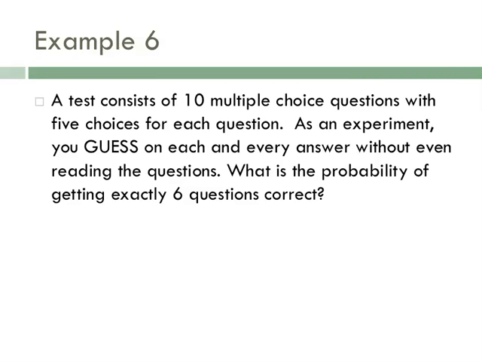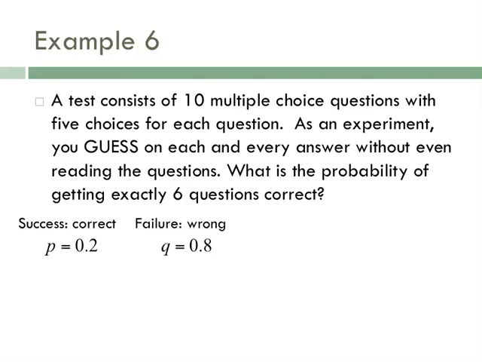Okay, so for each question, you have 5 choices, and only one of them is going to be correct. So that means for each multiple choice question, what's the probability that you have success, the probability that you get the question correct? That's going to be 0.2, right? 1 out of 5. Now, what's the probability of getting it wrong? Well, that's 4 out of 5, so that's going to be 0.8. Okay, so P is success, Q is failure.